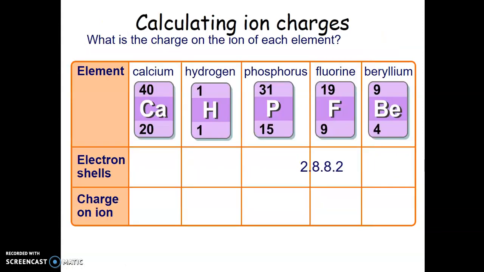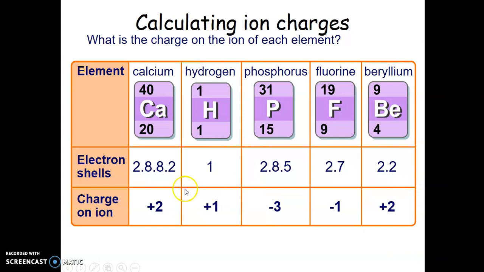Okay, so again, looking at these, we can see from each of the electron arrangements or electron configurations, this one, calcium, has 2 electrons in its outer shell, so it is going to form a 2 positive ion because it will lose those 2 electrons and therefore become positive by 2. Hydrogen only has 1 electron. If it loses that, it becomes 1 positive.